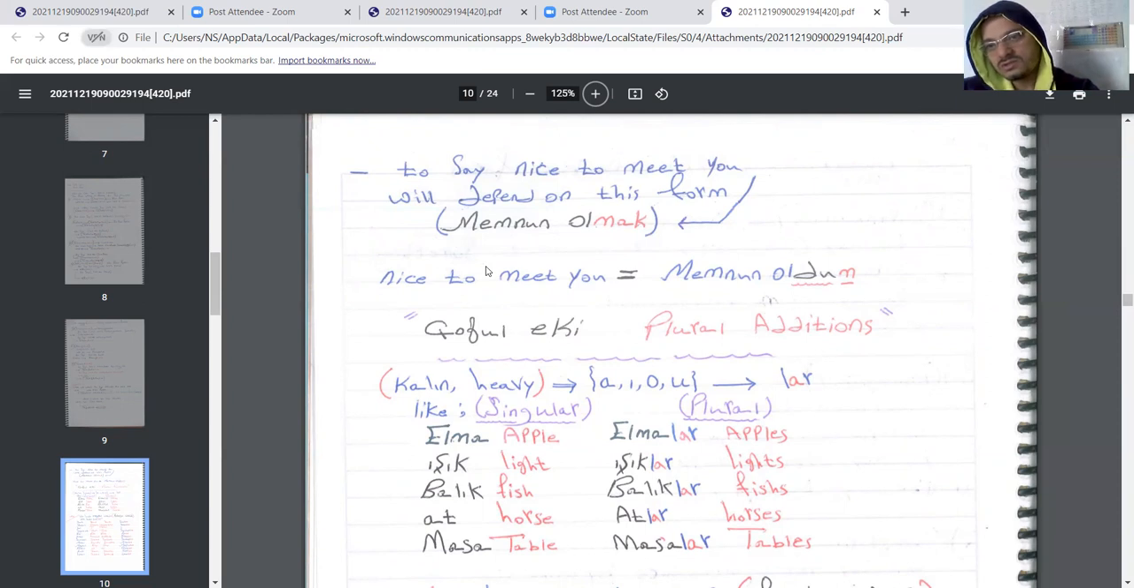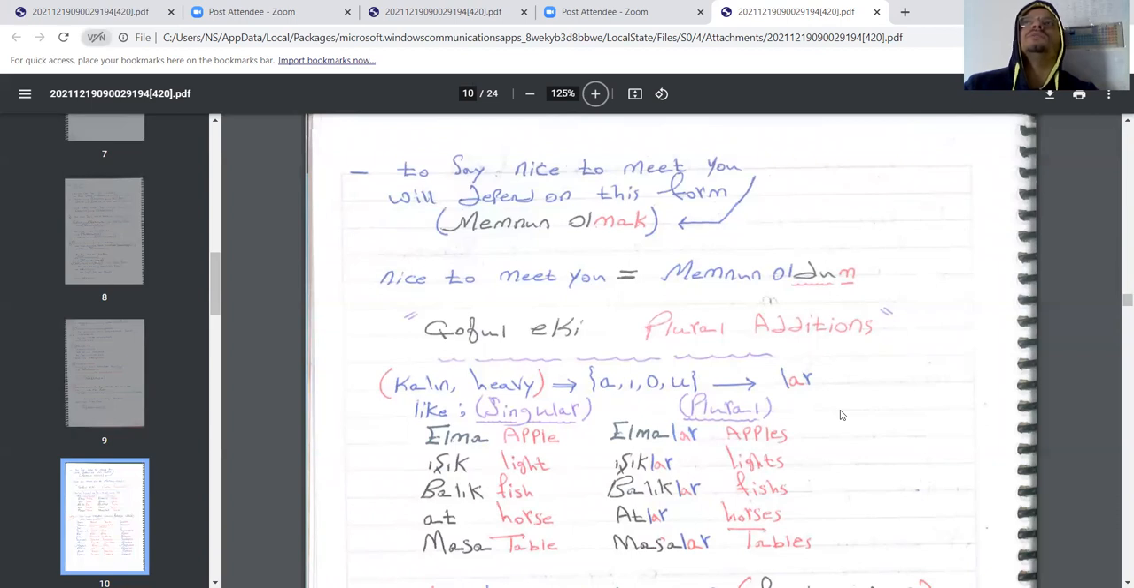But to use it, to derive this form, and to use other words, I can use it in college, company, something like that, group, party, I will say memnun oldum. And we will discuss this form in the next lectures. Here, plural additions, that means çoğul eki. Plural additions, çoğul eki. Heavy vowels a, ı, o, u will take lar.